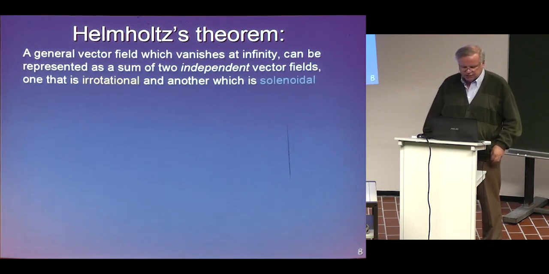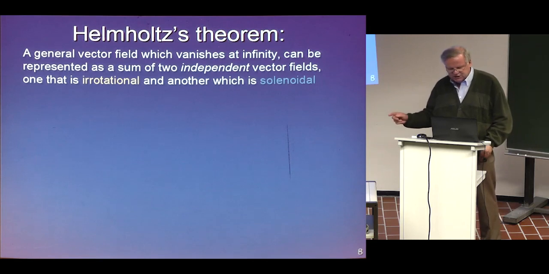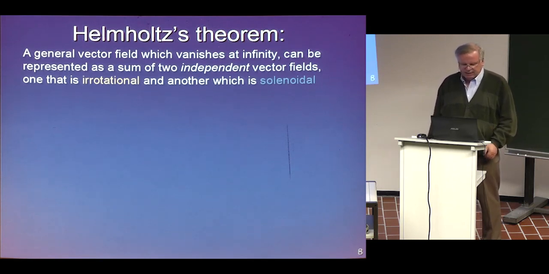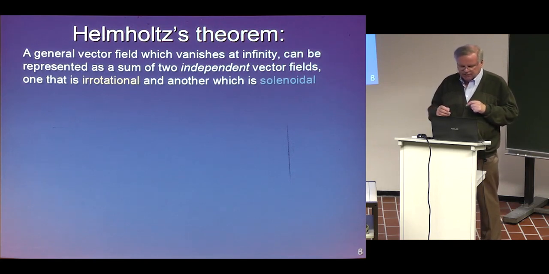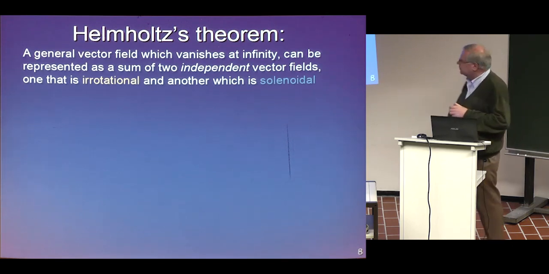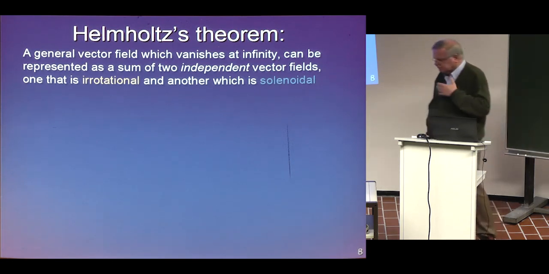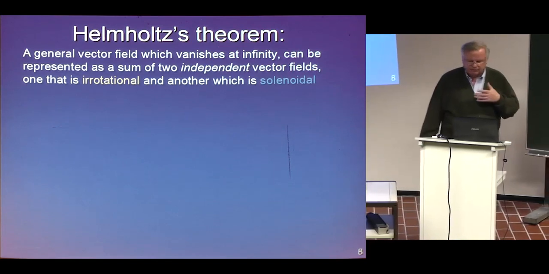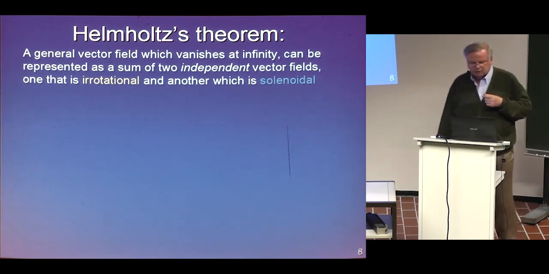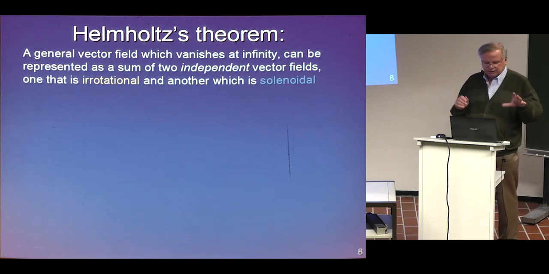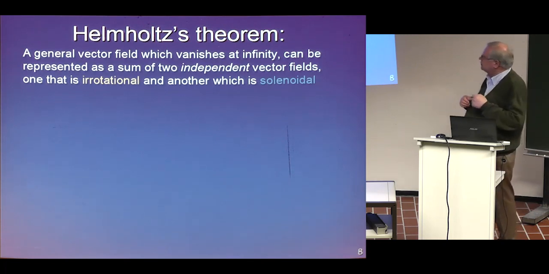Mr. Helmholtz said that a general vector field, which vanishes at infinity, can be represented as a sum of two independent vector fields. One that is irrotational and the other one which is solenoidal. This is a very strong sentence. So every physical vector field vanishes at infinity. So for instance, the activity of the heart could be understood that it can be represented with the sum of two independent vector fields. One is irrotational and one is solenoidal. The independent sounds very strong here.